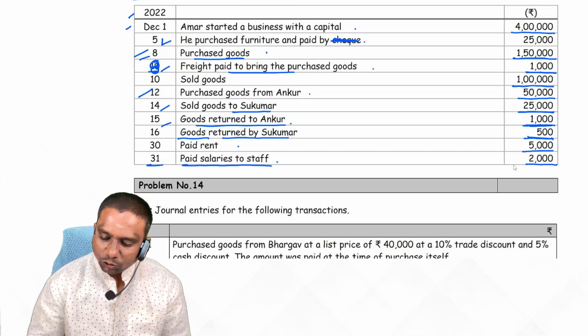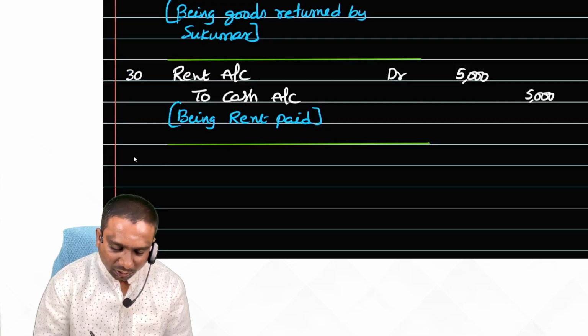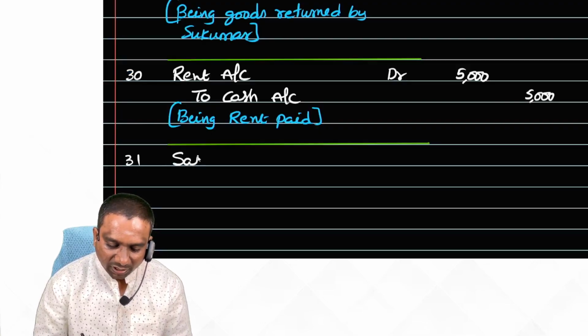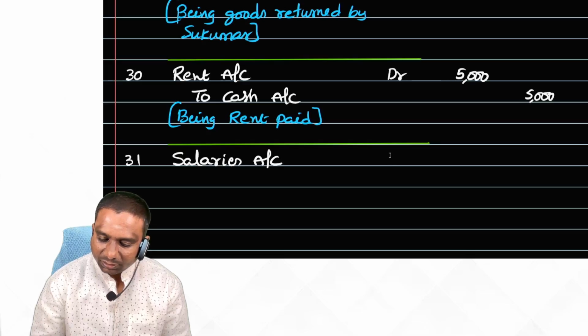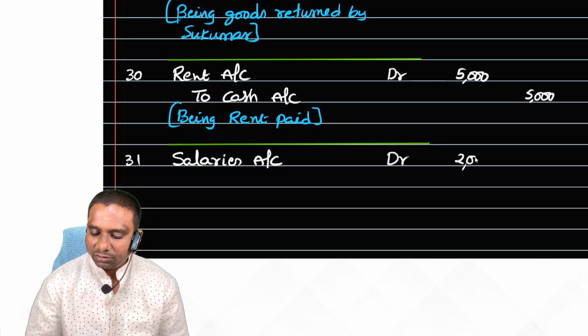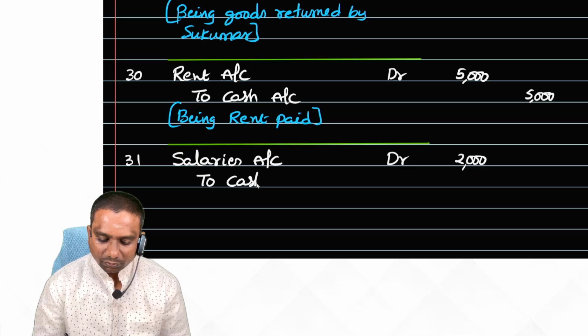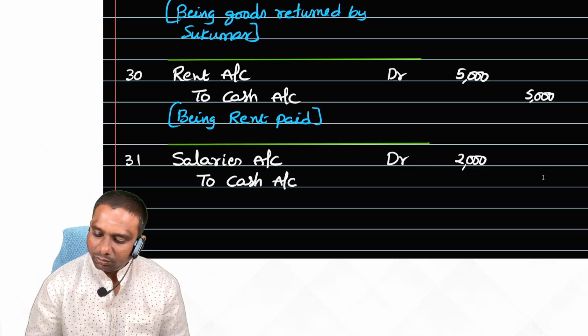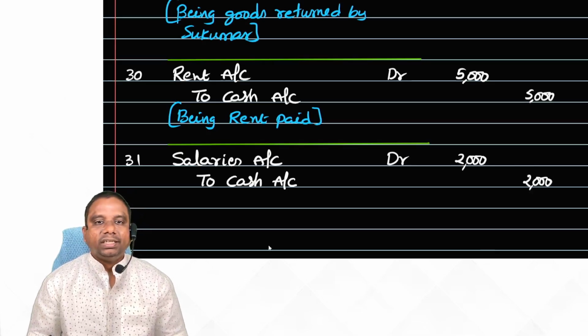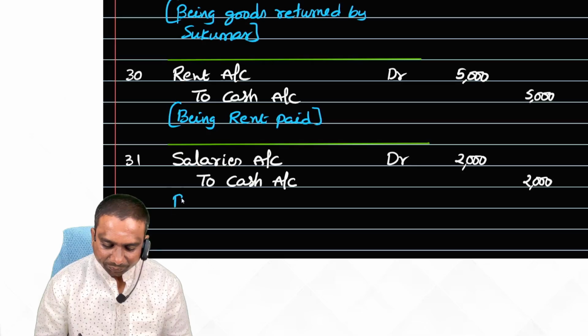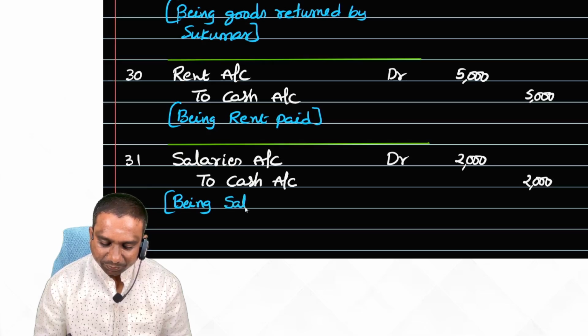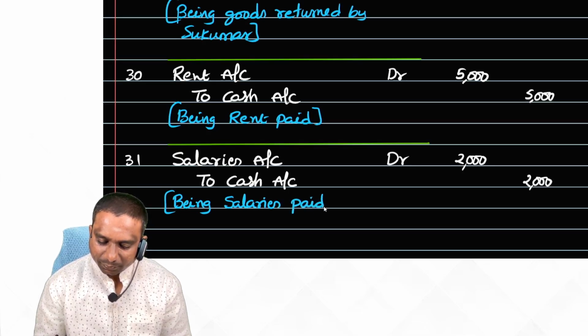31st. Paid salaries to staff 2,000. Which account we have debited? Salaries account debit. How much? 2,000, to cash account 2,000. Yes or no, students? So being salaries paid. That's it.